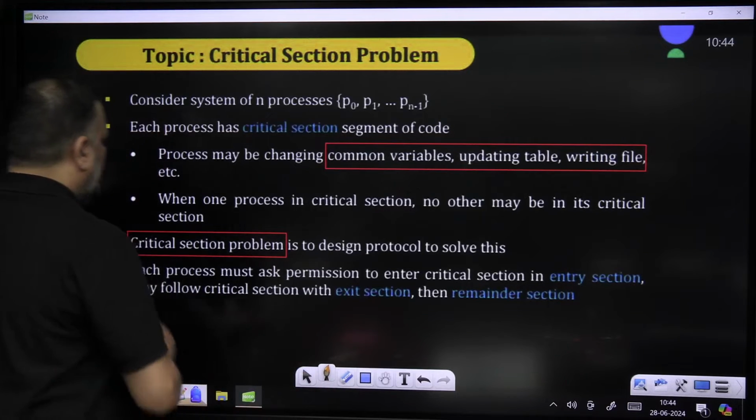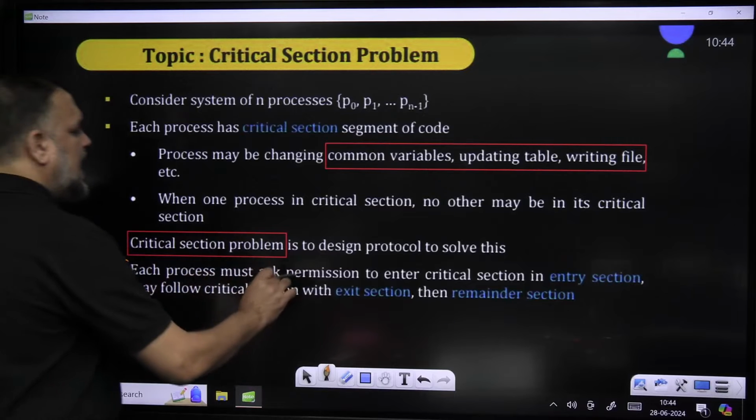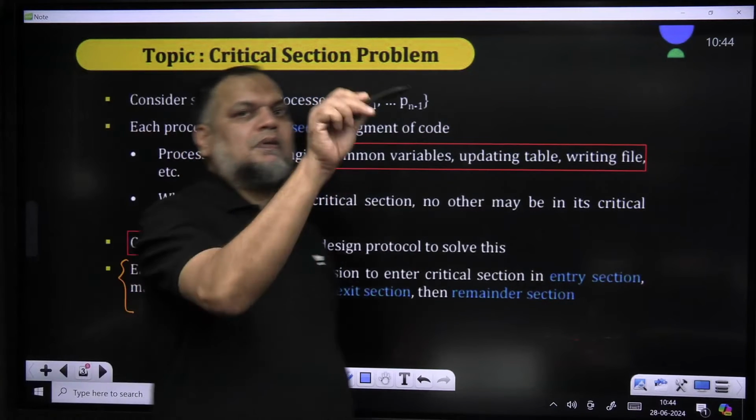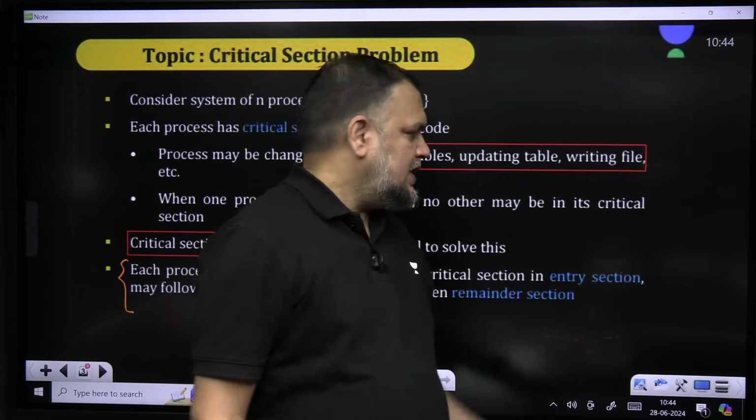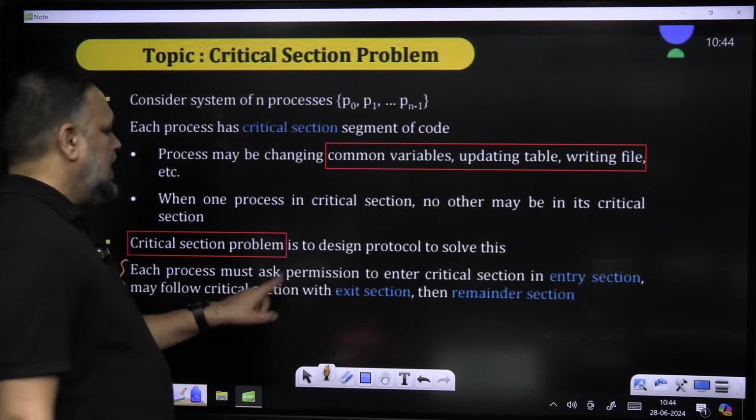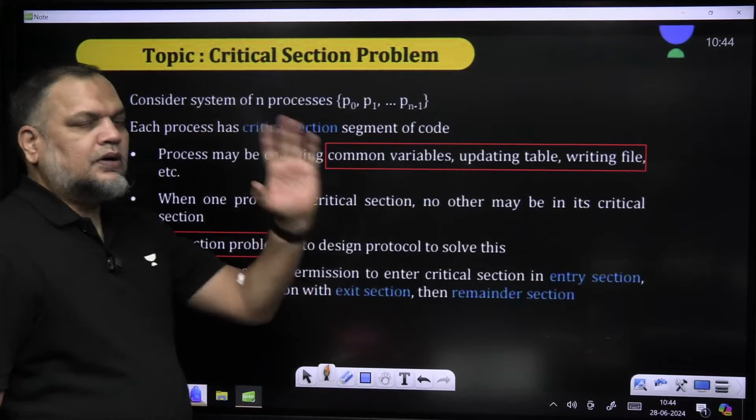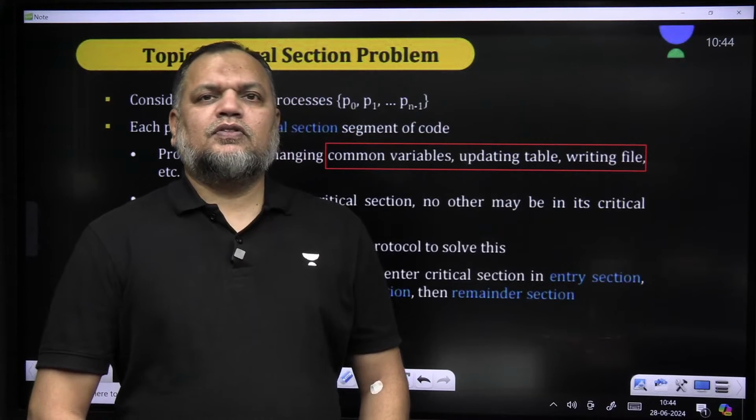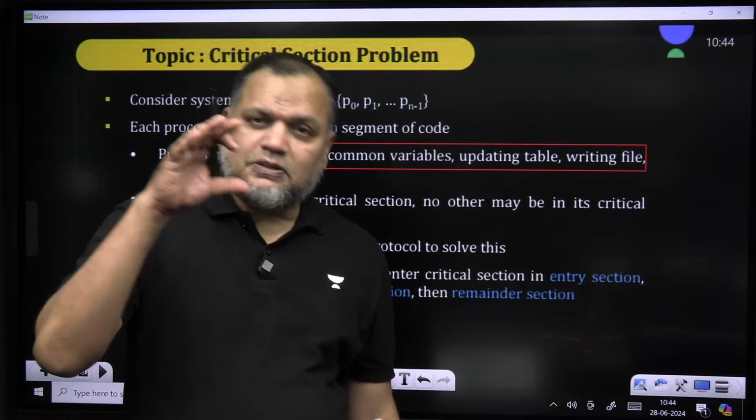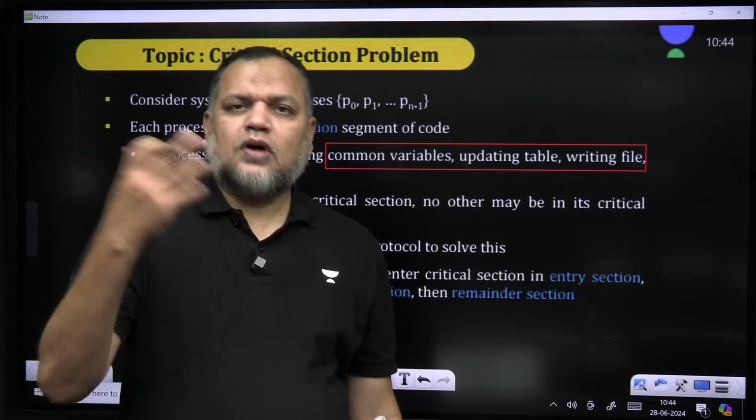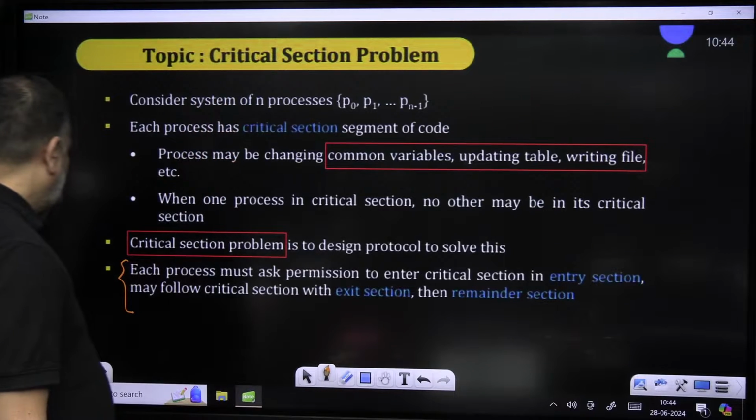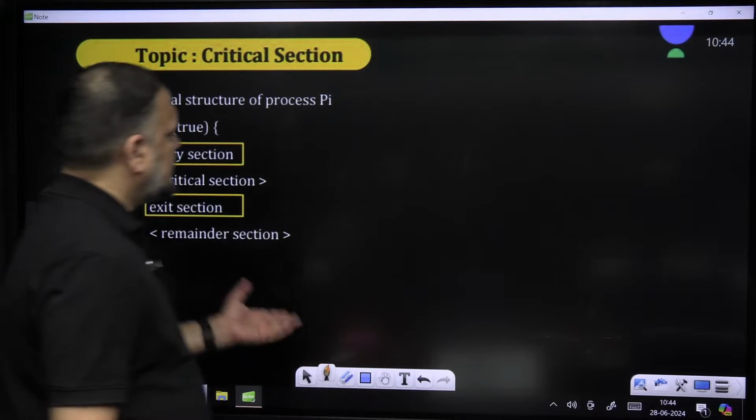Every process that wants to enter the critical section must ask permission in the entry section, then enter or access the critical section, and after that, in the exit section, it should release the critical section. So the synchronization mechanism, which is the protocol to solve the critical section problem, will have an entry section and an exit section. We have seen this common structure.